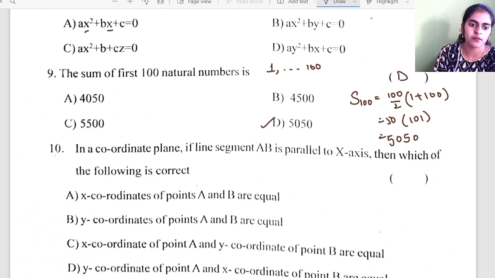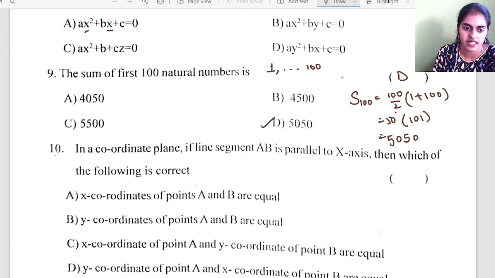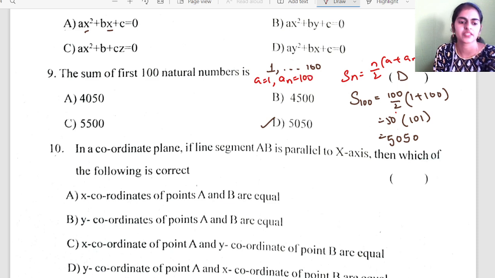Okay. So which formula I have used here? Sn is equals to n by 2 into a plus an. Okay, so first term is 1, last term is 100.